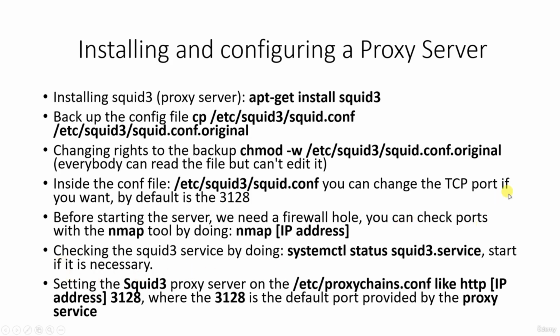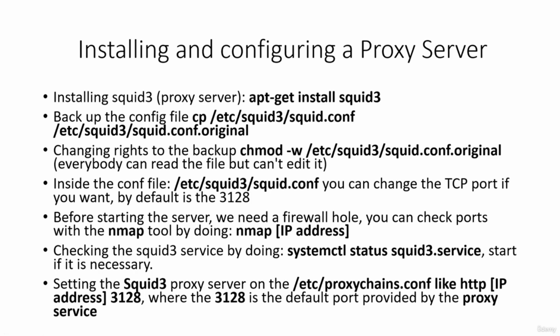Check the Squid3 service with this command. This will start the service, and if necessary, it will need to do all of this. Set up the Squid3 proxy server at this directory location with this configuration file. After that, type the command http, your IP address, and then the port. The default port is 3128, the default port provided by the proxy service.